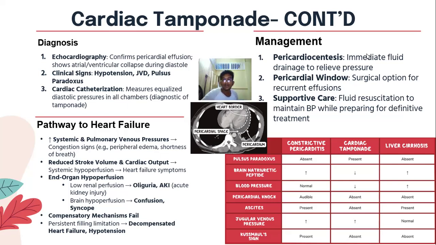And then the last one is cardiac catheterization. It's used in uncertain cases when you don't really know if it's tamponade or not. It's used to actually measure equalized diastolic pressures in all the chambers, which is diagnostic of tamponade.